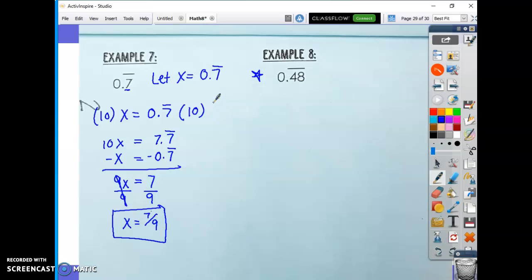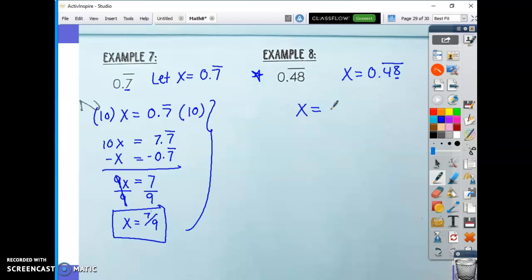I would like you to use this method. I want to see this on your page when we come back to class next time. Do the same exact method. Let x equal 0.48 repeating. And remember, my 8 is in the hundredths spot, so instead of multiplying by 10, you're going to multiply by 100.